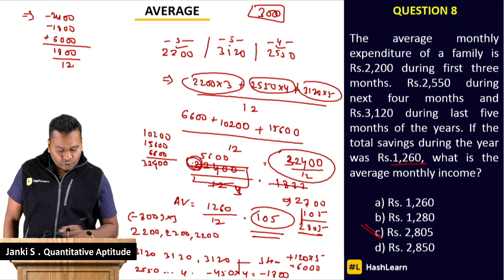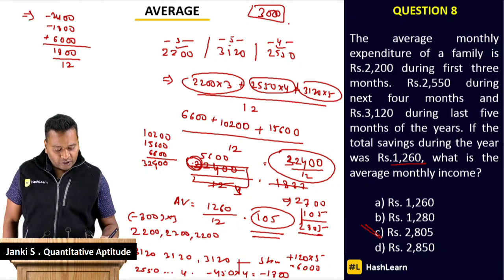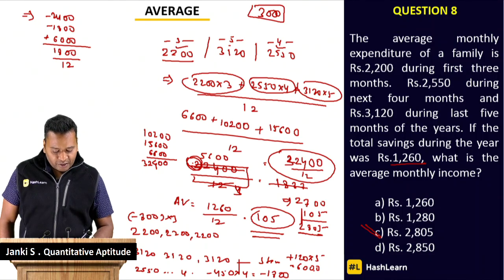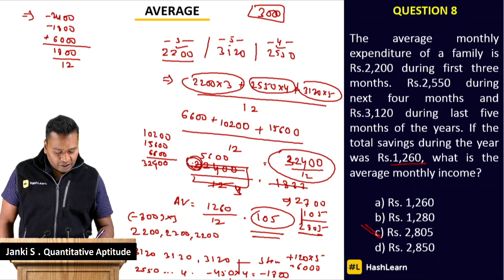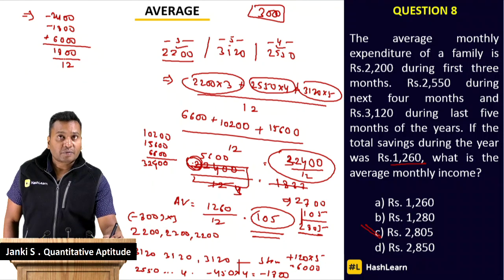Let's try to identify. What we have done is taken 3000 as a value. Here minus 800, which is repeated 3 times, so 2400 is the error here. Then 3120, that means 120 is repeated 5 times, which is nothing but 6000 as the value here. And then the next one is 2550, that means minus 450 is repeated 4 times here. So minus 1800 is my value here.